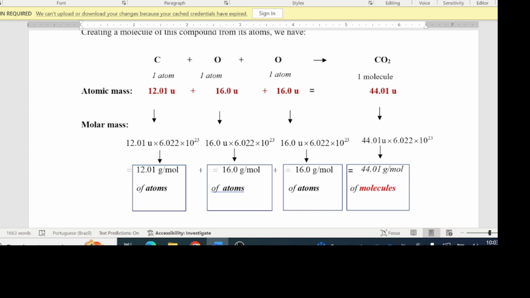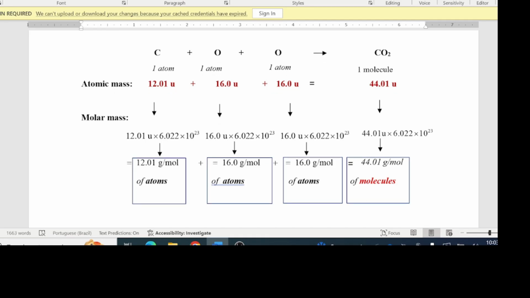The molar mass of this will be found by multiplying by Avogadro's number, and we did that in a previous lesson. That will be 12.01 grams per mole. 1 mole of oxygen atoms will weigh 16 u times Avogadro's number, and you end up with 16.0 grams per mole of atoms. Same thing here. So when you add all of these up, this for carbon, this is 1 mole of oxygen, and another mole of oxygen, you'll end up with 44.01 grams per mole of molecules.